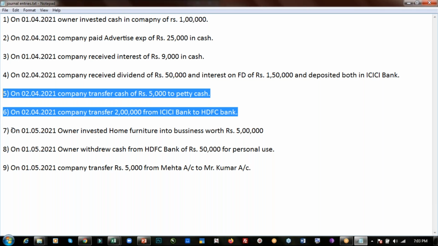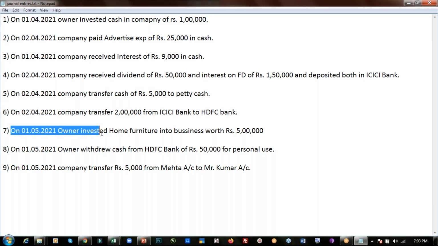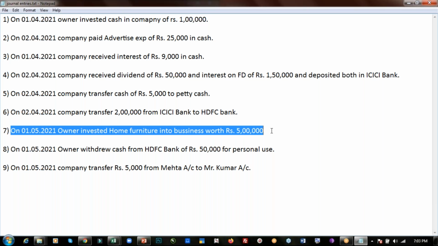Now, 7th point, owner invested home furniture into business worth rupees 5 lakhs. What will be the entry? Dheeraj, your answer is incorrect.